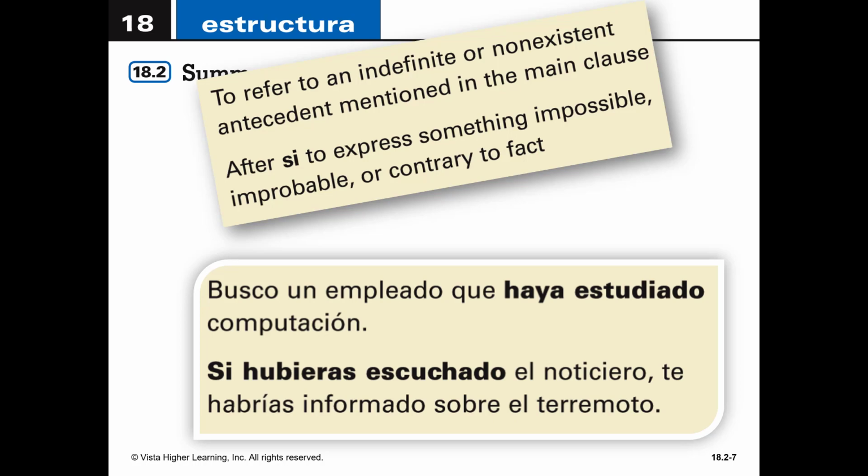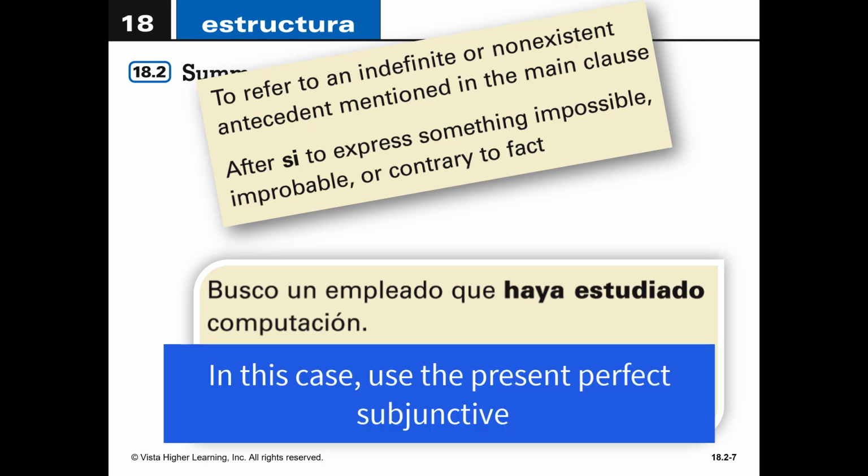Ejemplo. Busco un empleado que haya estudiado computación. I'm looking for an employee that has studied IT, or computers. Now, I don't know if such an employee exists. Therefore, I'm going to use the subjunctive tense here. Busco un empleado que haya estudiado computación.